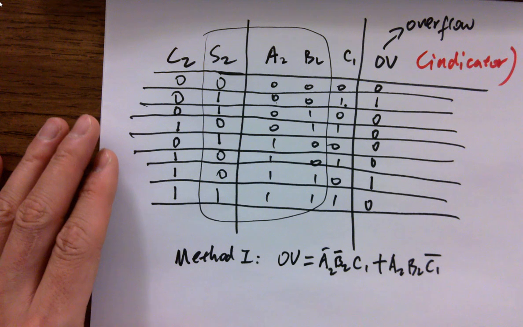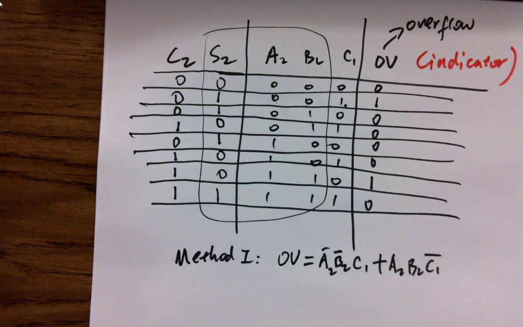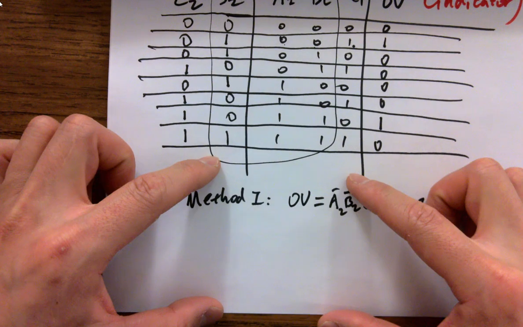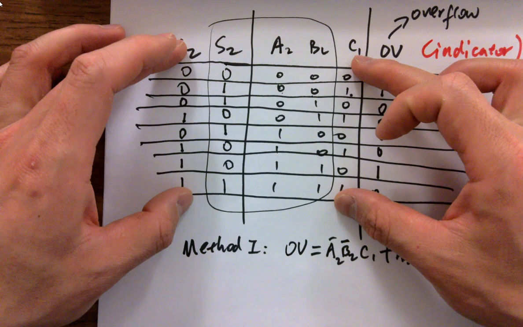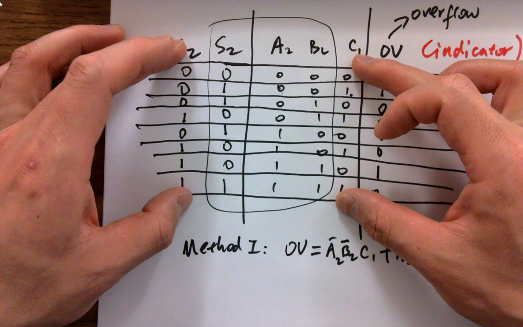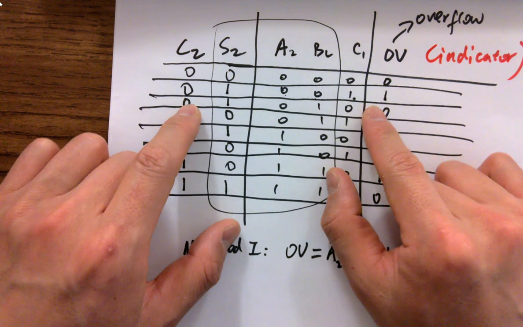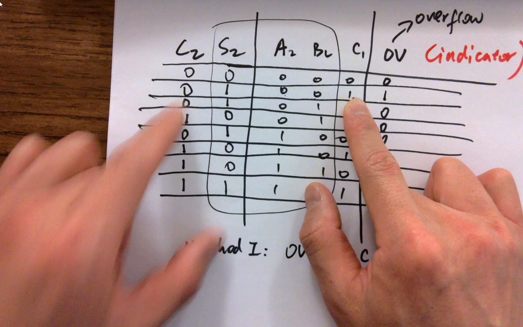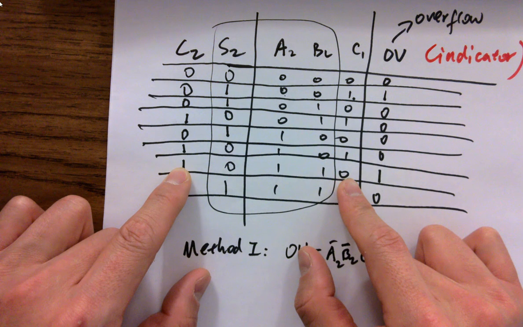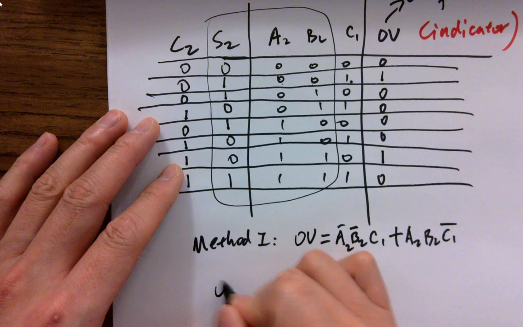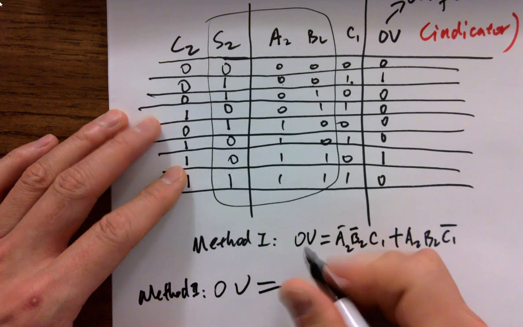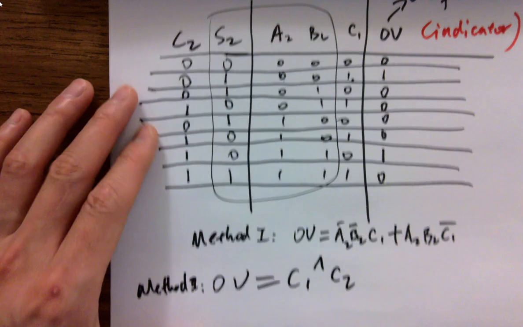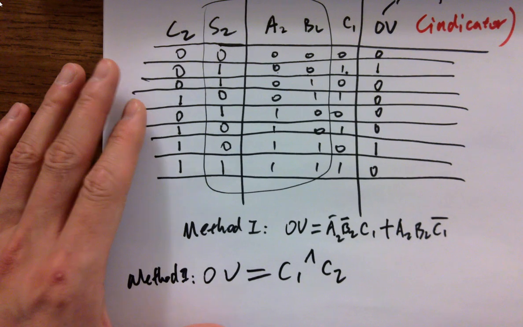But for other types of circuits, you cannot draw a conclusion from it because you don't know what the other entries are. But for this circuit, these are all the possible inputs. So feel free, just look at these ones. So eventually OV equals what? Just C2 XOR C1. It's a shortcut. It's going to work.